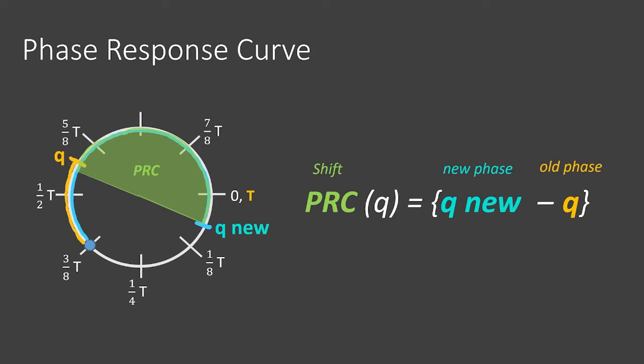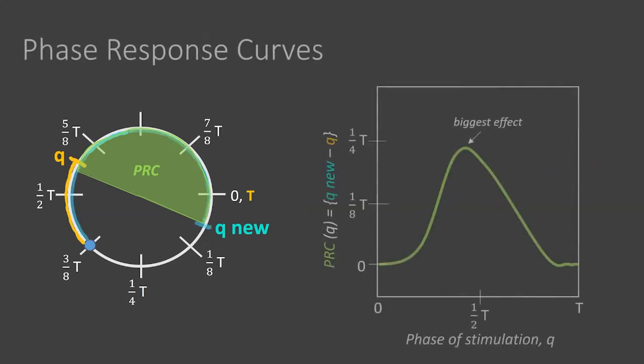We can compute the PRC by subtracting the old phase Q from the new phase Q new. When we do that for every phase Q, we can represent the response behavior of the system as a curve. The curve shows how the system reacts to the pulse, depending on the current phase. In this example, a pulse has the biggest effect when it occurs roughly at the middle of the phase.